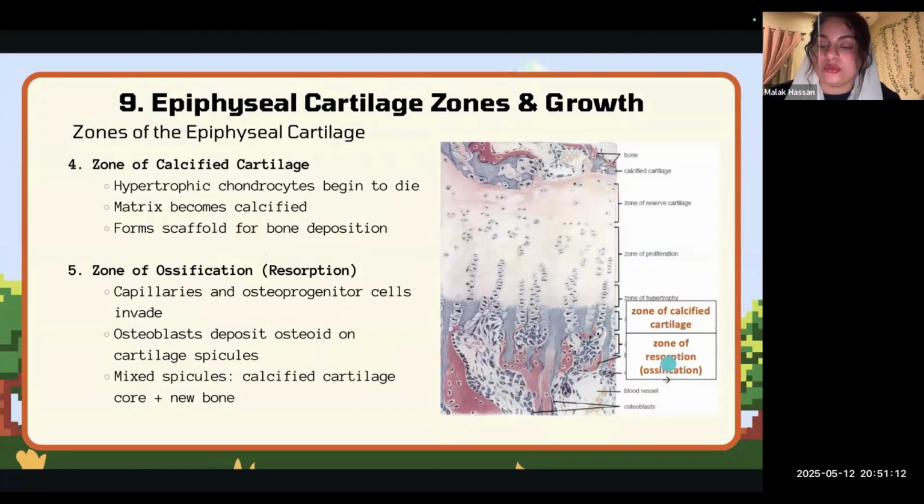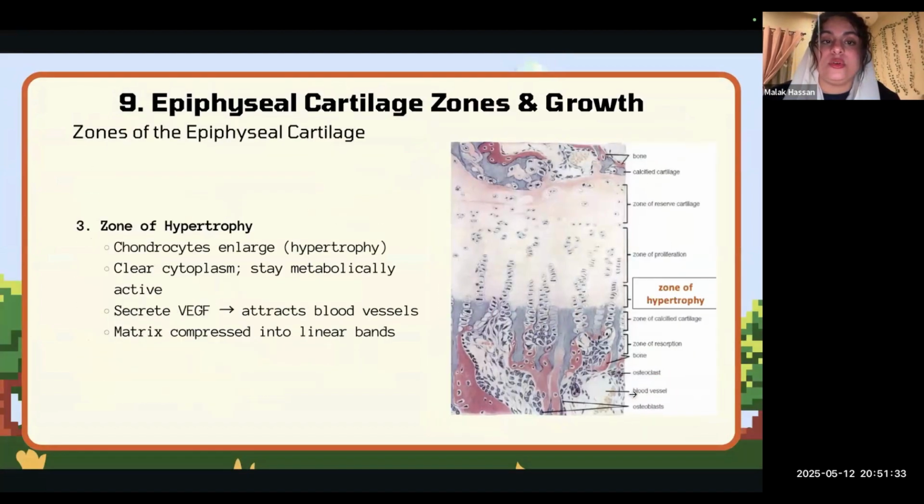And then you have the zone of calcified cartilage, where the hypertrophic chondrocytes begin to die, and the matrix becomes calcified, and they form a scaffold for bone formation. Then you have the bone resorption, or the zone of ossification, and this is where the capillaries and the osteoprogenitor cells finally invade, and osteoblasts are going to deposit osteoid onto the cartilage, and then after that they're going to form mixed spicules, which are calcified cartilage and new bone.